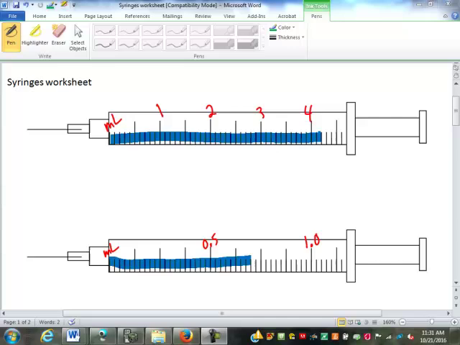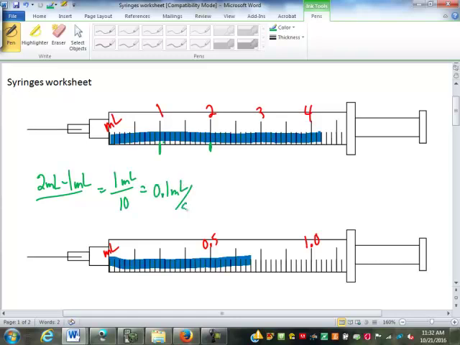Okay, so for each of these, the first thing we have to do is figure out what each division stands for, how big each division is. So our first one, we'll go from 1 milliliter to 2 here. 2 milliliters minus 1 milliliter is just 1 milliliter. And we count 10 spaces in between. So that is 0.1 milliliter per space.